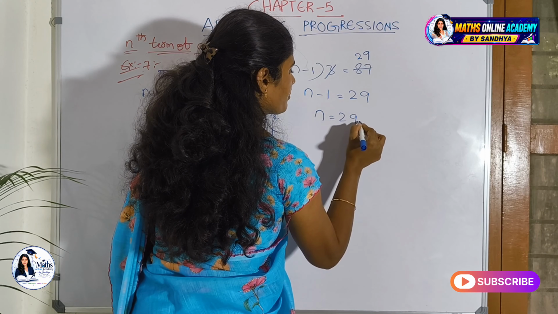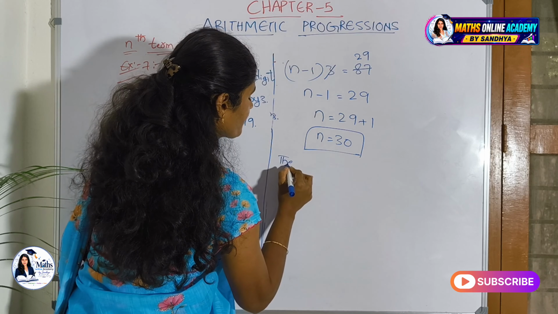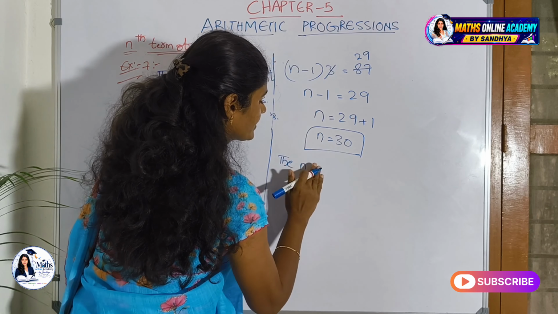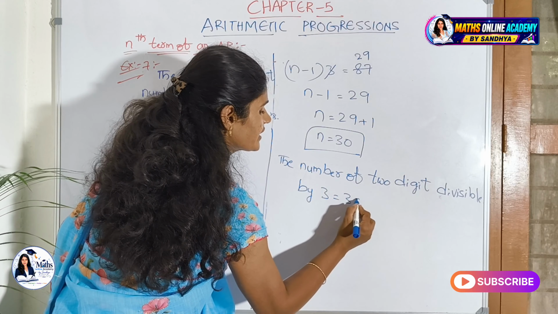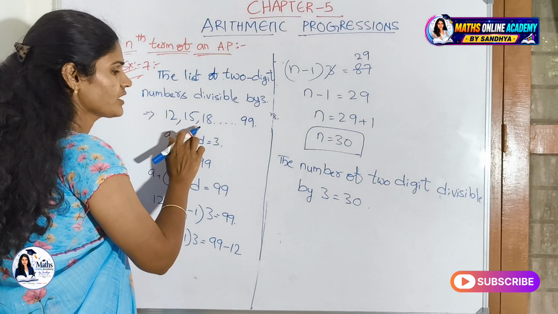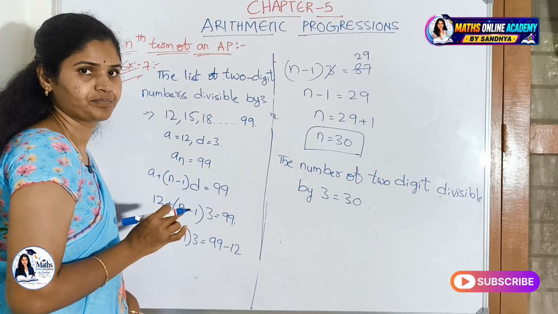So the number of two digit numbers divisible by 3 equals what? 30. So these total numbers are 30 numbers. Okay.